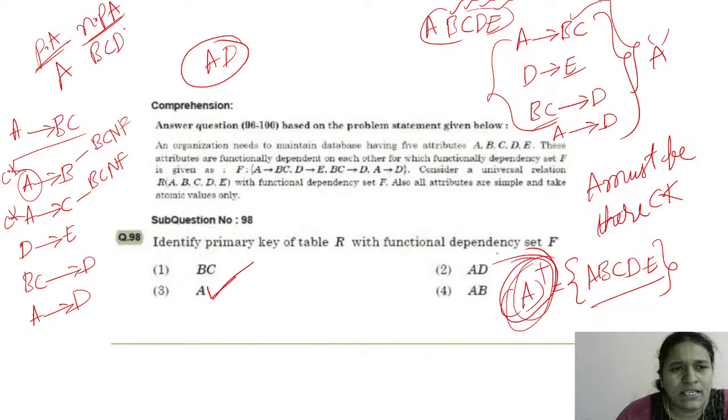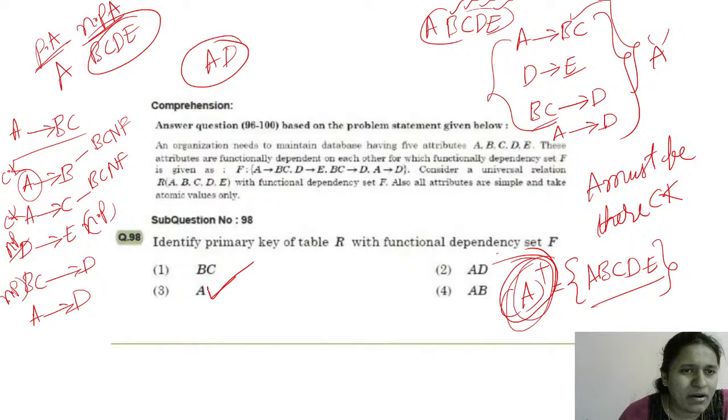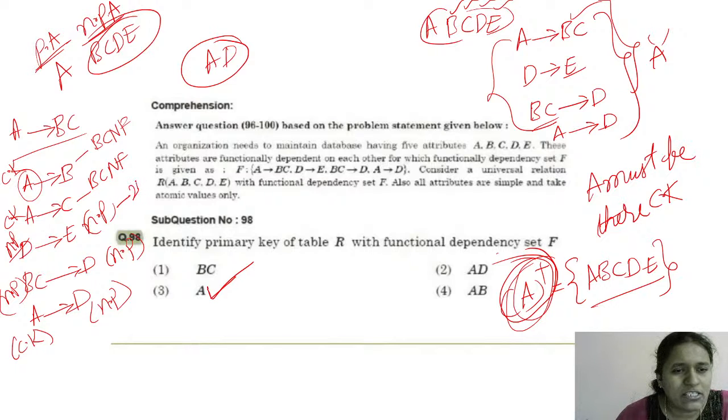B, C, D, E are the non-prime attributes. Here non-prime to non-prime, because D is non-prime and E is non-prime. Here BC is non-prime, D is also non-prime. A is candidate key, D is non-prime. Finally, this is non-prime to non-prime, which means this relation is in second normal form.